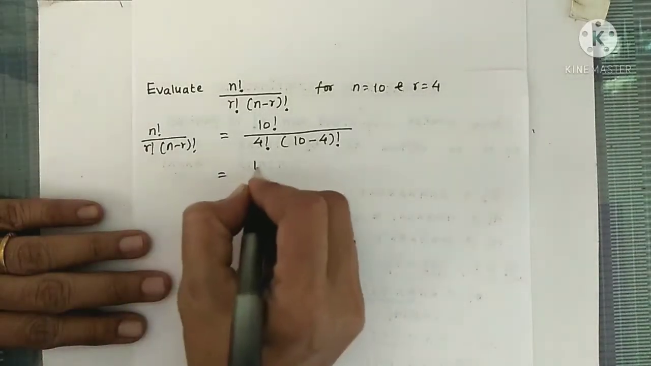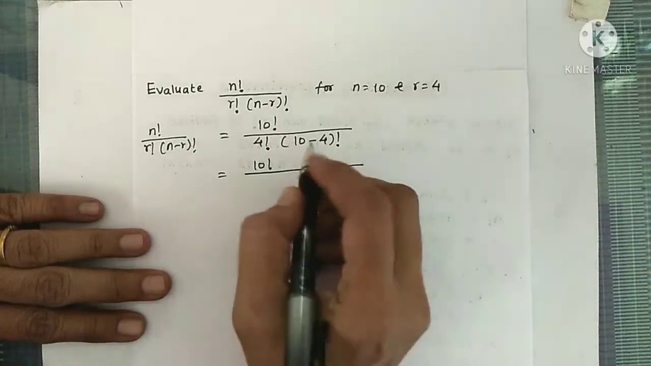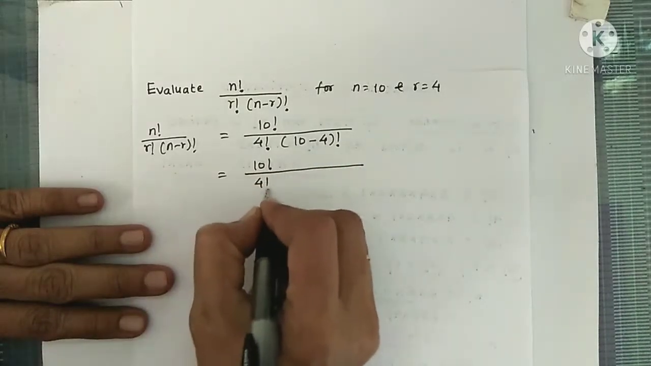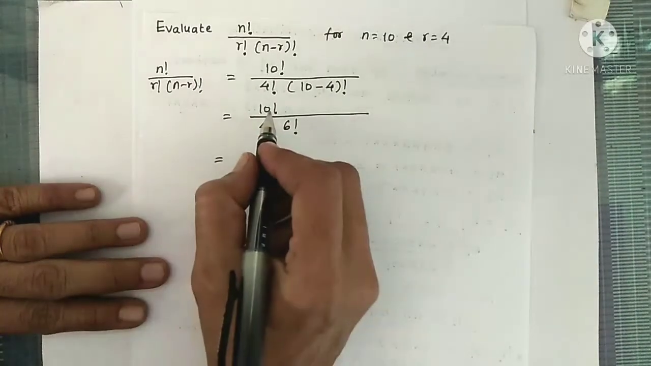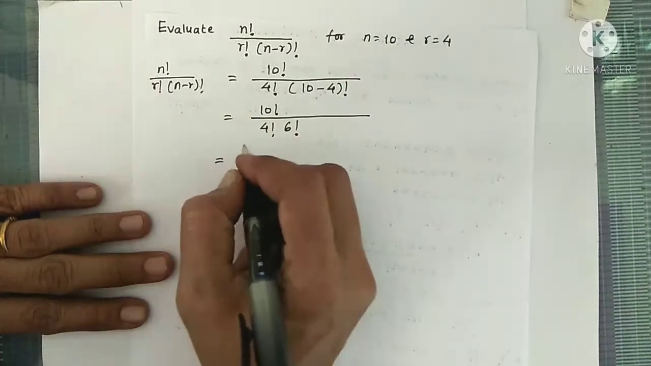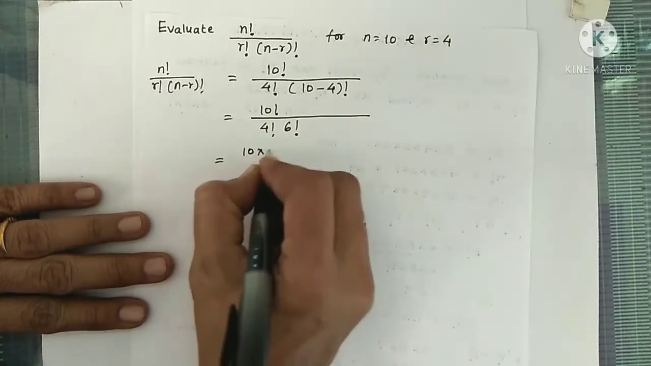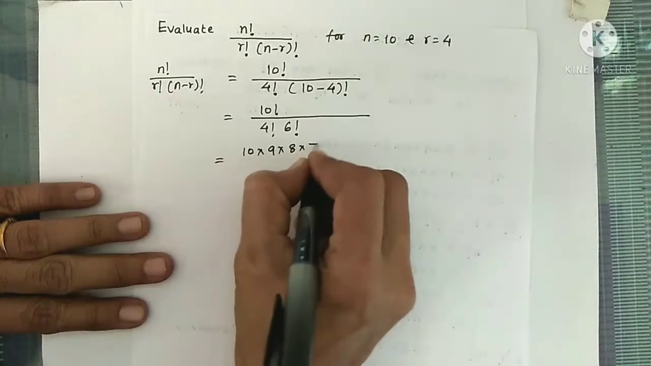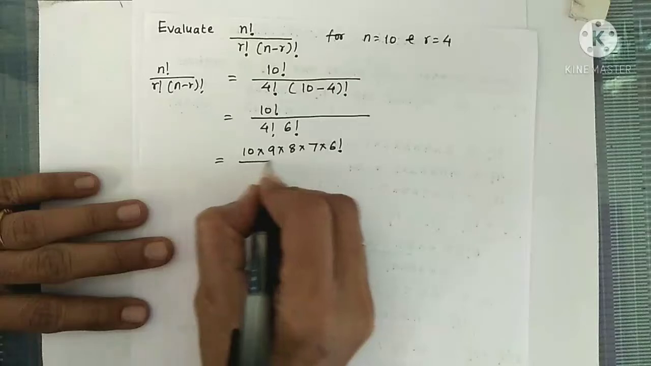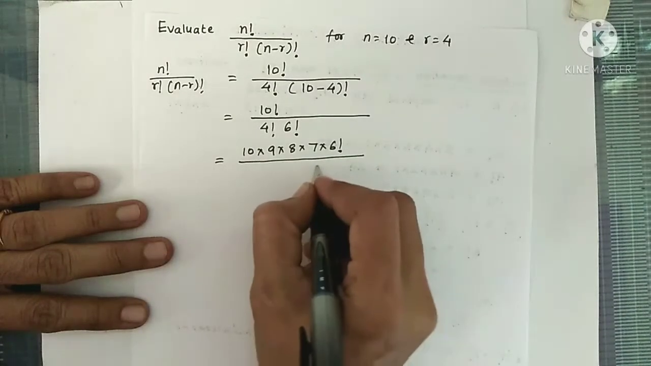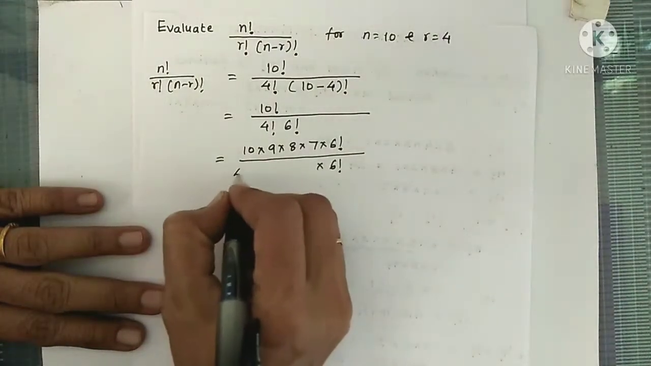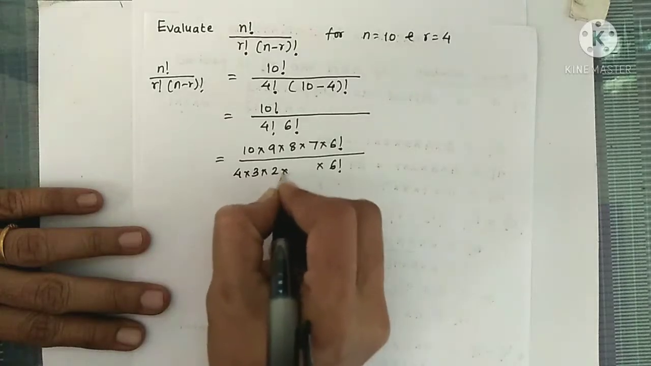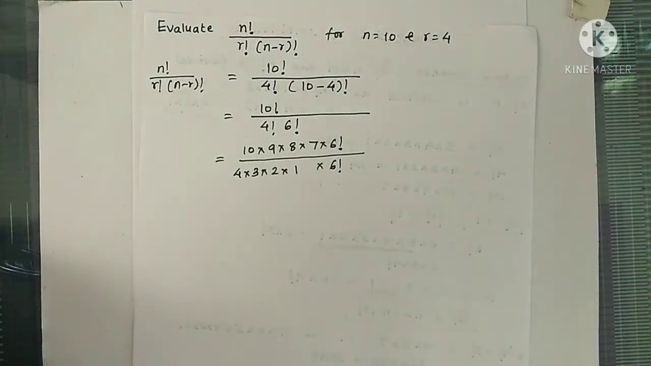Now for this 10 minus 4 we have a bracket, so it is 6 factorial. 4 factorial into 6 factorial. So this 10 factorial we can write up to 6 so that we can cancel that 6 factorial. So 10, 9, 8, 7, then 6 factorial divided by 4 factorial into 6 factorial. So I have written 6 factorial first. Now for 4 factorial we have to write it completely using the meaning. Write 4 factorial as 4, 3, 2, 1. This product is 4 factorial.